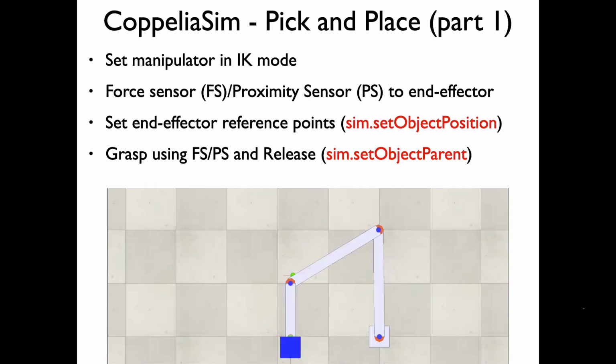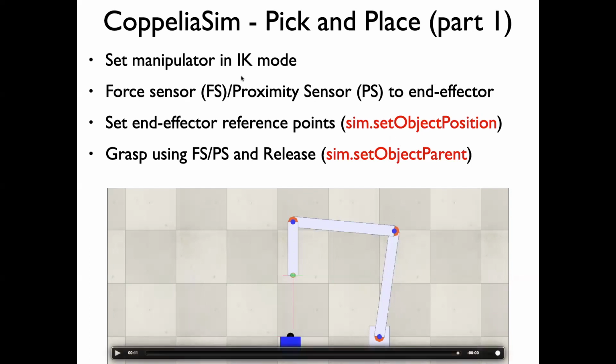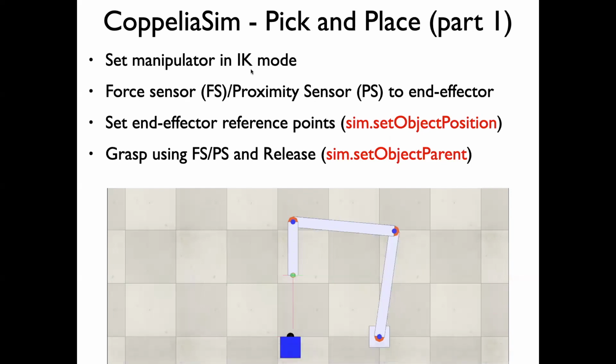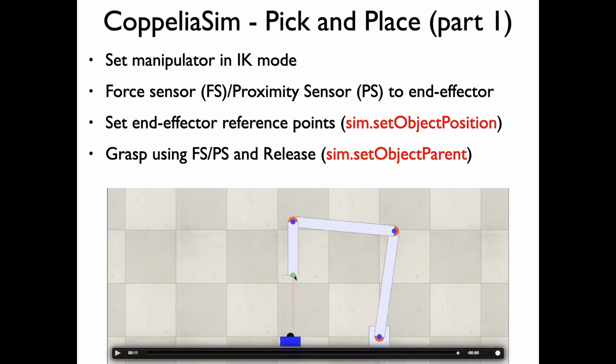And then place it and then release the block and move back to that point on top. Okay, so what we'll do in this class is we'll set up the manipulator in IK mode. Then we'll actually put a force and a proximity sensor on the end effector. The end effector is actually link 3. So we'll put a force and proximity sensor, which will in turn help us to detect this block and also connect it to the link through the force sensor.